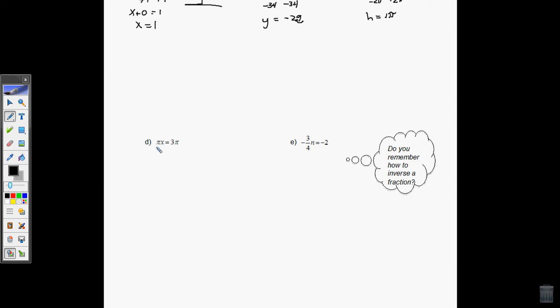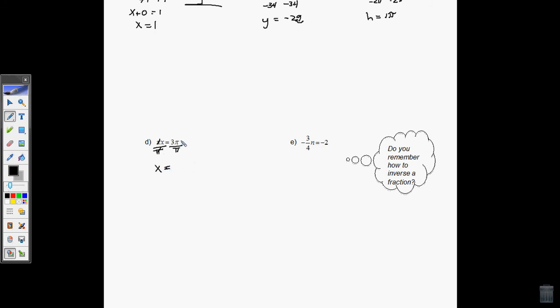I want to get the x by itself. Right now, the x is being multiplied by the number pi. So if I want to do the inverse operation, I'm going to have to divide by pi. Dividing by pi. So over here, I have pi times x divided by pi. The whole reason I did the inverse operation was so that those things would go away and I would get the x by itself.